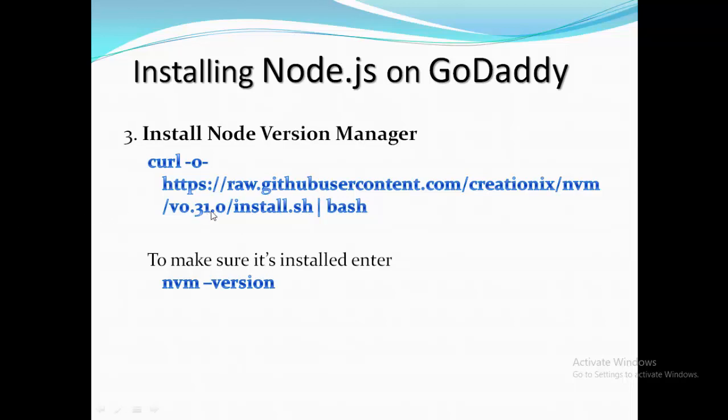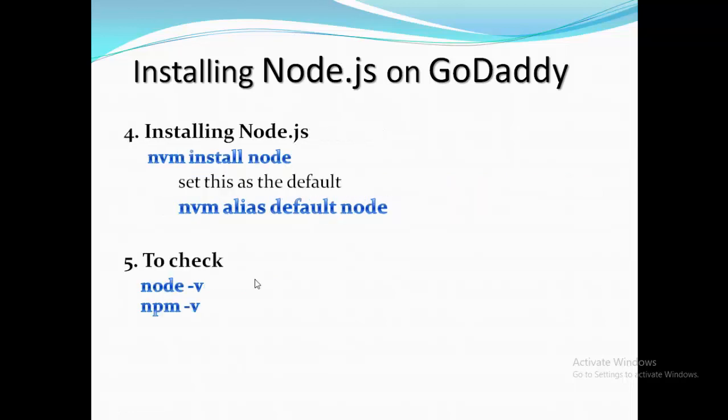Version 0.3.1. Then make sure the install is okay: run nvm --version and it will show the version. That is, in this part nvm will be installed. And the next and final part is installing node. Installing node is simple.